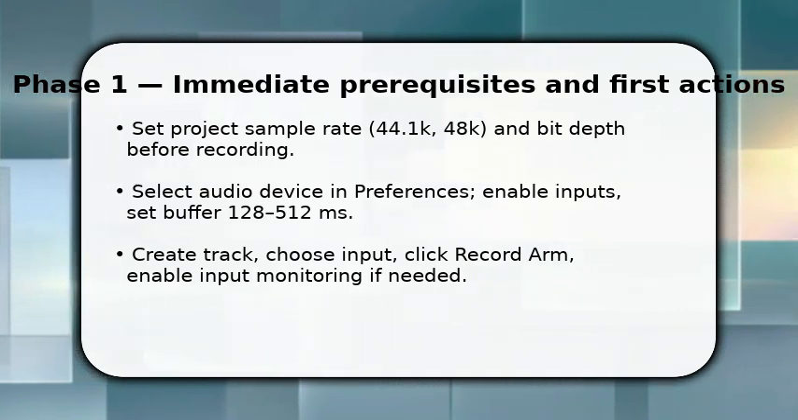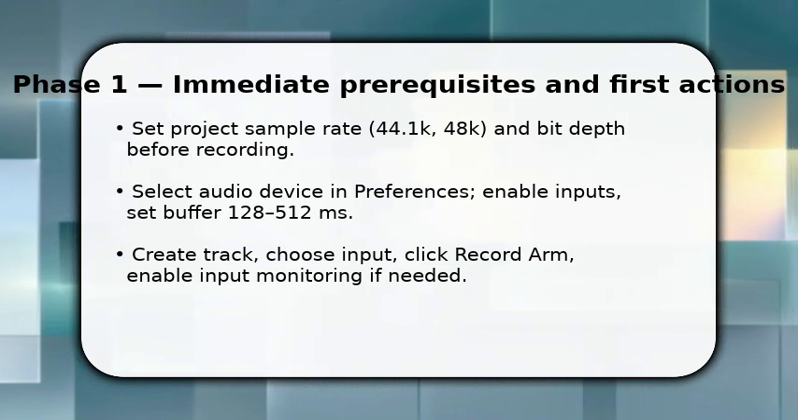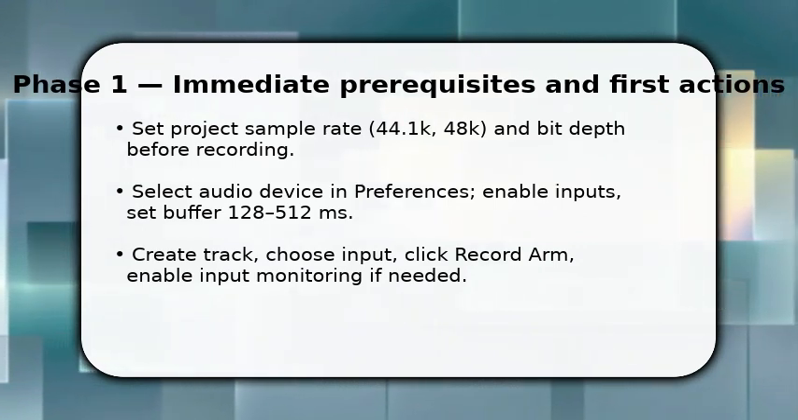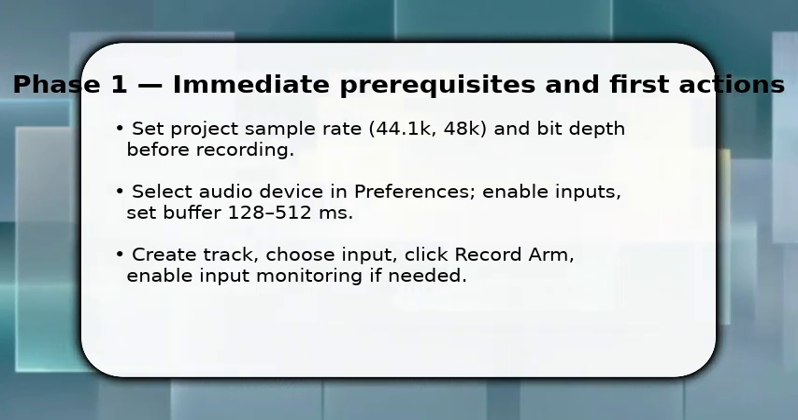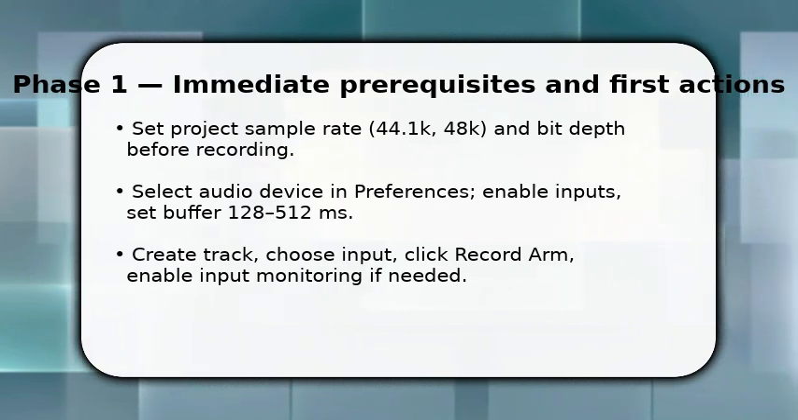Next, create a new track, assign the correct physical input, click Record Arm for that track, and enable input monitoring if you want to hear yourself. These early choices control quality and avoid routing confusion.